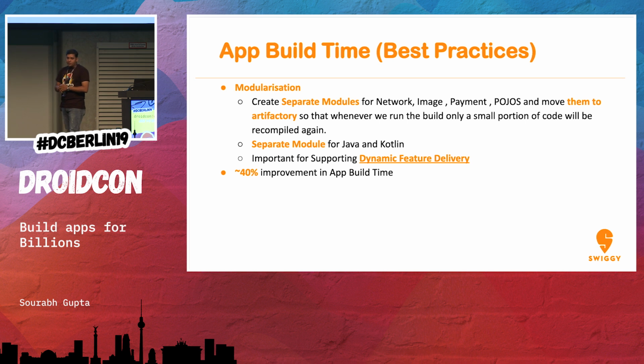Create separate modules for Java and Kotlin. If you put them in the same one, it will take more time. Why modularization is important: if in the future you want dynamic delivery of features, you have to divide your app into different modules so that you can support it. We have seen a 40% improvement in our app build time, both the fresh app build time and the incremental one.